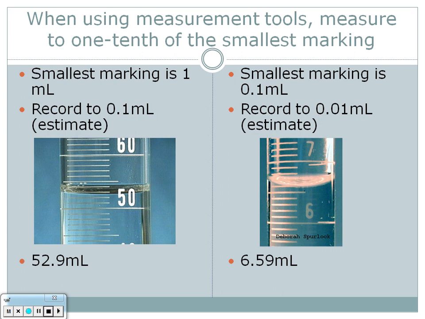Let's first, though, look at, when using measurement tools, how many decimal points do we mark them to? So the rule of thumb is you measure to 1/10 of the smallest marking. So in this first graduated cylinder here, the smallest marking is 1 milliliter. If you look at that, you notice that the increments between the 50 and 60, there's 10 of them, so each one of those is a milliliter. And so we record to the nearest 0.1 milliliter. That's going to be an estimate, so different people may determine that 0.1 differently because it is an estimate.